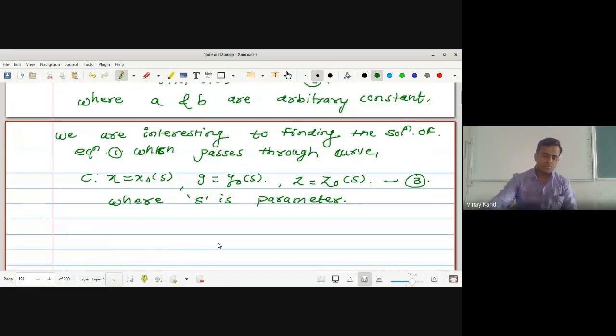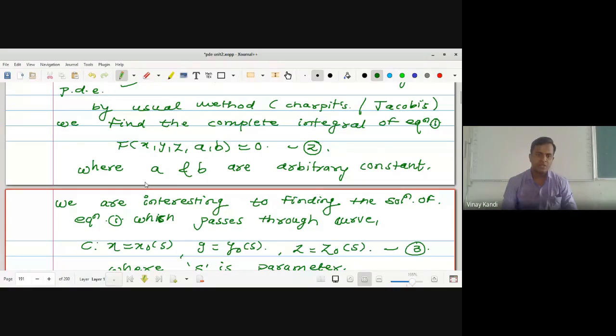So we have to find the equation of the integral surface which passes through this curve. That means this curve satisfies the given complete integral. The curve x = x0(s), y = y0(s), and z = z0(s) satisfies the given complete integral.